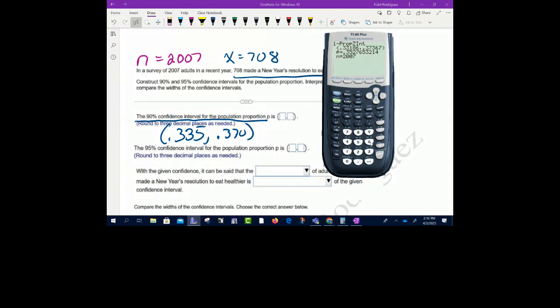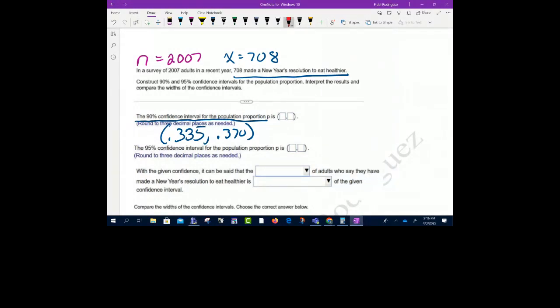All righty. So let's see. Again, we are going to 3 decimal places. It looks like we're going to have 0.332 and 0.374. Okay, so let me ask you a question.